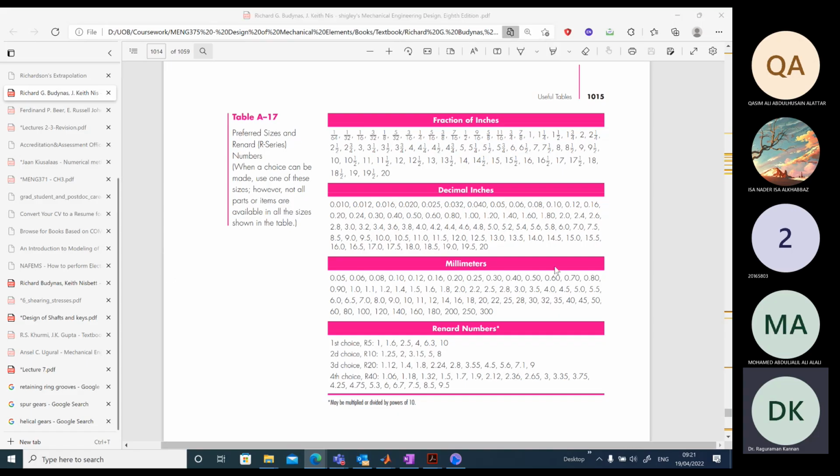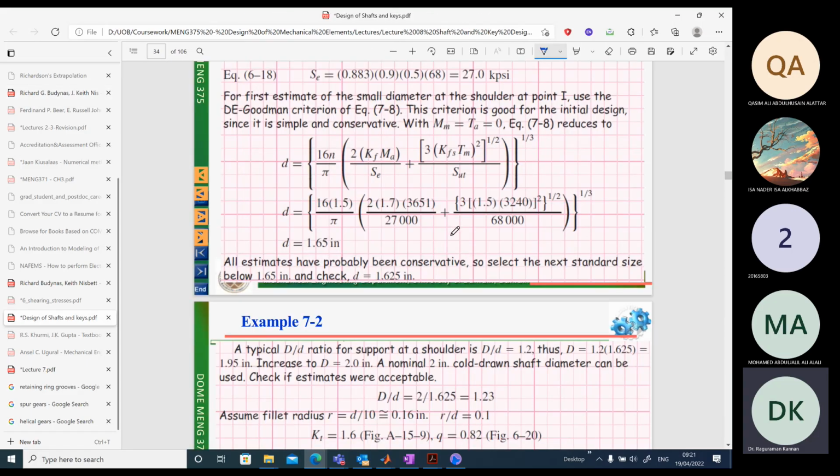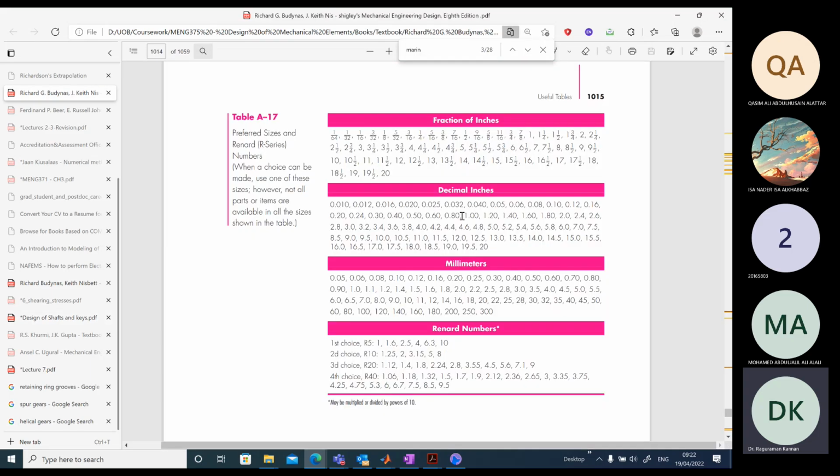All right. So we are not given the standard sizes according to the series over here. Let's see again anywhere else.